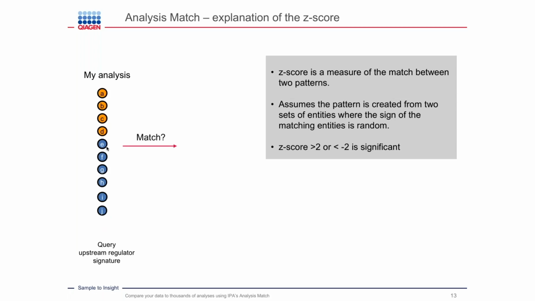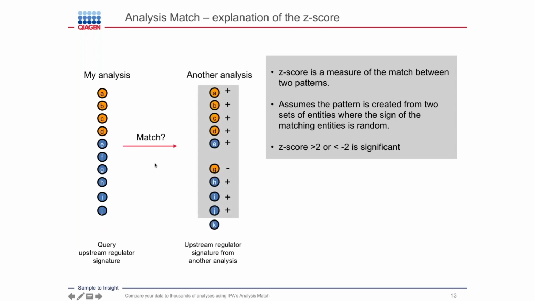So what we do is we perform the match, and then we find that in our matching analysis, we see that these 5 upstream regulators are showing a perfect match. These are represented by these plus signs, and we also see that H, I, and J are also perfect matches. We can see here that G is a match, but it shows an opposite activity pattern, so it's represented here with a minus sign. And then finally, F is in our data set but not in the matching data set, and vice versa for K. It's in the other analysis but not in our analysis, so it doesn't get considered in the z-score as a match or an anti-match.